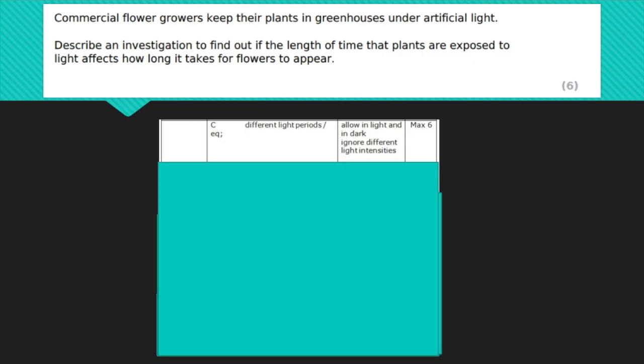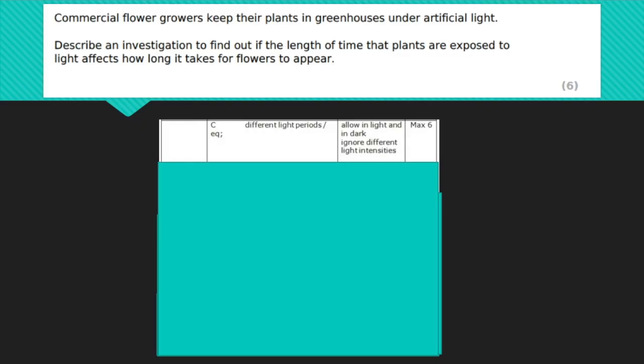You were allowed, you'll see here, to say have one of the groups exposed to light and one to dark, but you weren't allowed to say different light intensities because that's something slightly different. We're talking here about how long they're in the light for. So you could say something along the lines of, I would set up the experiment with two groups of plants, and the two groups will be exposed to light for different amounts of time.